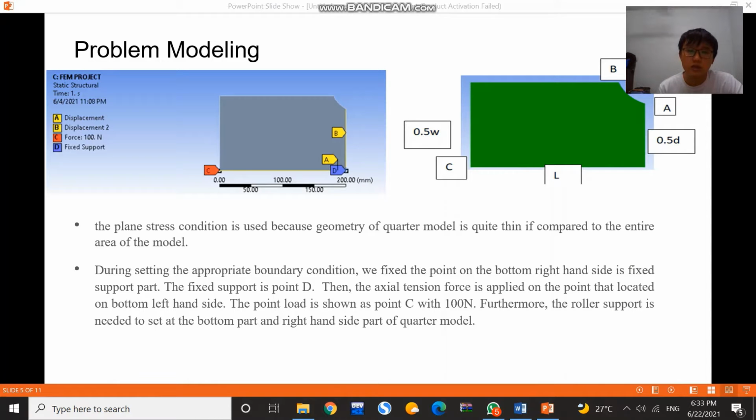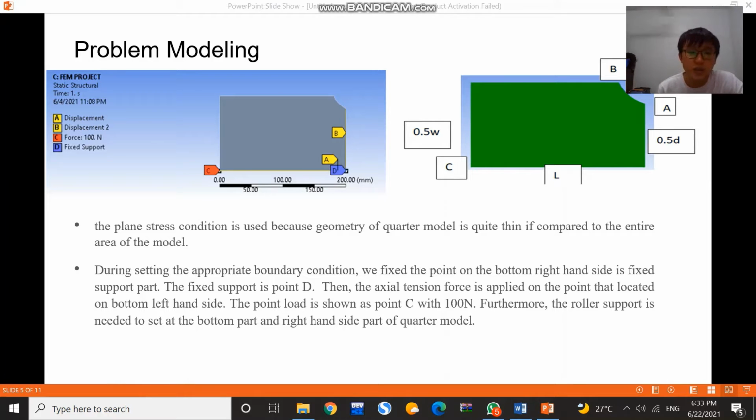In the problem modeling, we have chosen the plane stress condition. This is because the geometry of the model is quite thin compared to the entire area of the model. While setting the appropriate boundary conditions, we fix the point on the bottom right as the fixed support. This is point D, the fixed support.